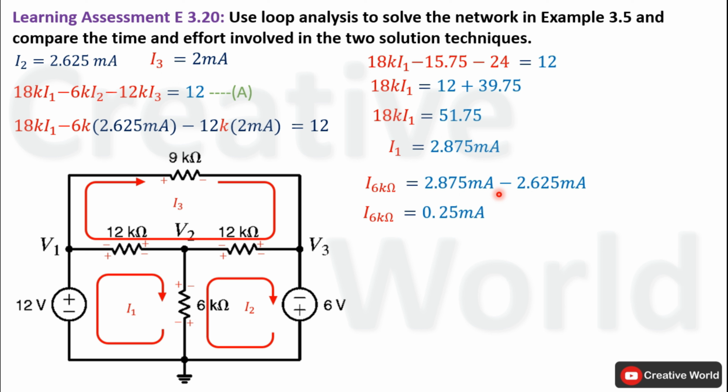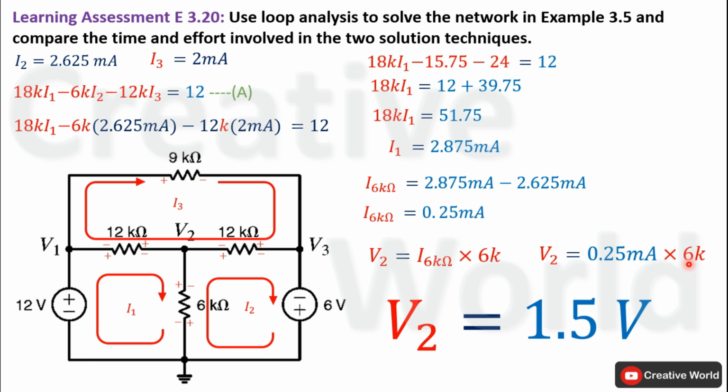After getting the value of current, we are able to calculate voltage across this 6 kilo ohm resistance using Ohm's law. V2 will be equal to the current of this resistance multiplied by its value. So replace I 6 kilo ohm with its value, that is 0.25 milliampere, and the product of 0.25 milliampere and 6 kilo ohm will result in 1.5 volt. So the value of voltage V2 is 1.5 volt. Now we will conclude our solutions.